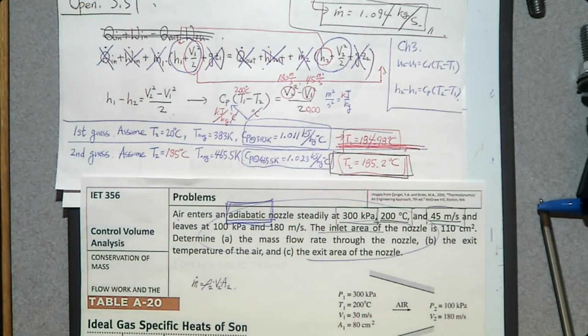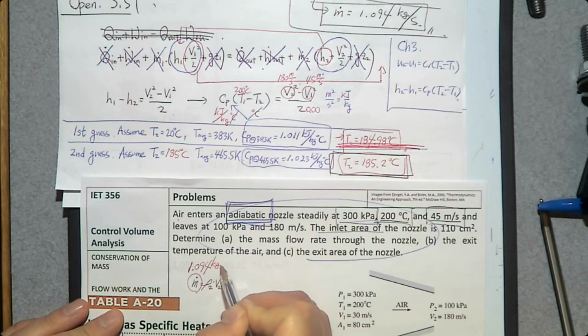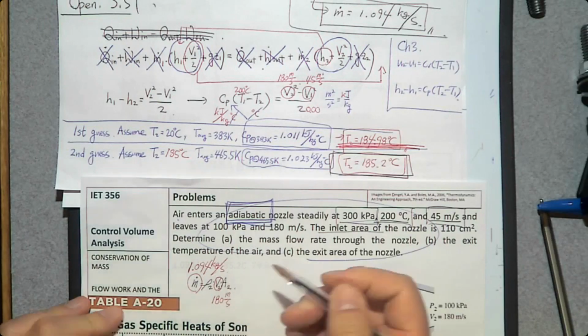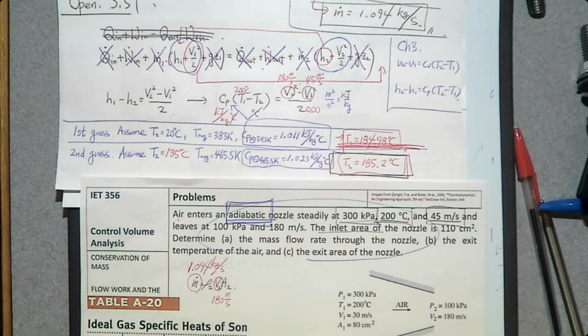And we already determined the mass flow rate over there: 1.094 kilogram per second. What is the exit velocity? 180 meter per second. What is the exit area? I don't know. That's what we want to determine. So if you know the density, you get the exit area. Now, can we determine the density? Yes, the same as we did in the first question.